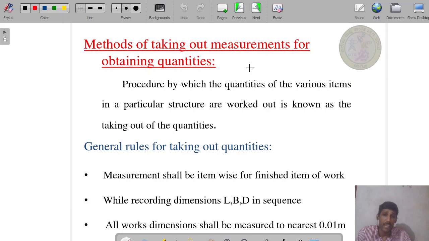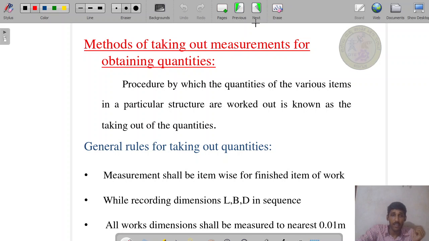While recording dimensions, length, breadth, depth in sequence is very important. Length, breadth, depth of each item, you have to record in order or sequence. All works dimensions shall be measured to the nearest 0.01 meter. You should keep that in mind.